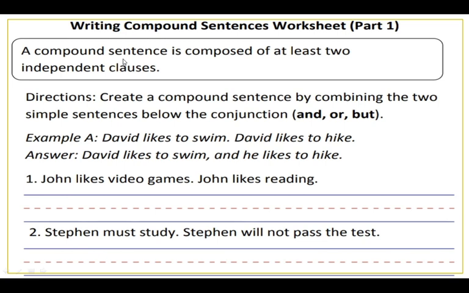Directions: create a compound sentence by combining the two simple sentences below with the conjunction and, or, but. Example A. David likes to swim. David likes to hike. So the answer over here, when we join the sentences, the full answer will be David likes to swim and he likes to hike. Okay, maksud kat sini, David suka berenang dan dia juga suka mendaki.